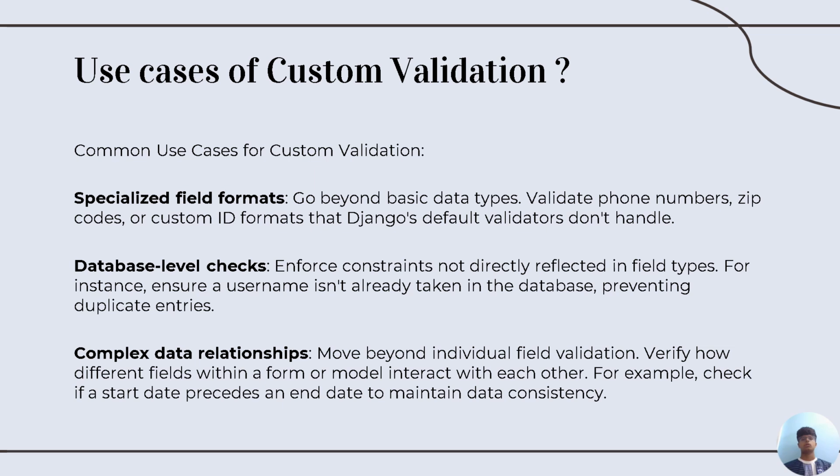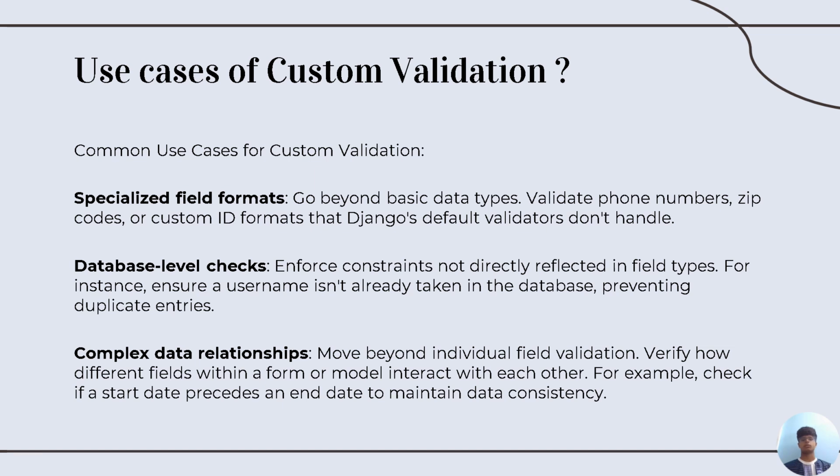So, what are the uses of custom validation? Common uses of custom validation are specialized field formats, database level checks, and complex data relationships. First, we look at specialized field formats. These go beyond basic data types, validating phone numbers, zip codes, or custom ID formats that Django's default validation does not handle. Then database level checks enforce constraints not directly reflected in field types. For instance, ensure a username isn't already taken in the database, preventing duplicate entries.